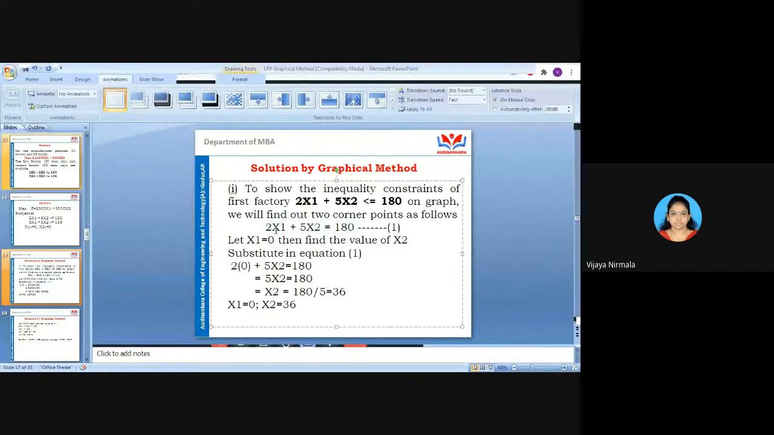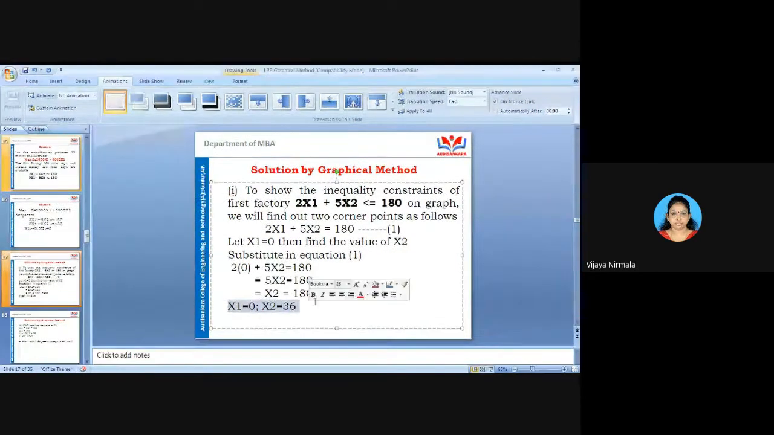Let x1 be 0. Substitute this: 2 into 0 plus 5x2 is equal to 180. So 2 into 0 is 0, and 5x2 is equal to 180. x2 is equal to 180 by 5, that is 36. So if x1 is equal to 0, then the value of x2 is 36.